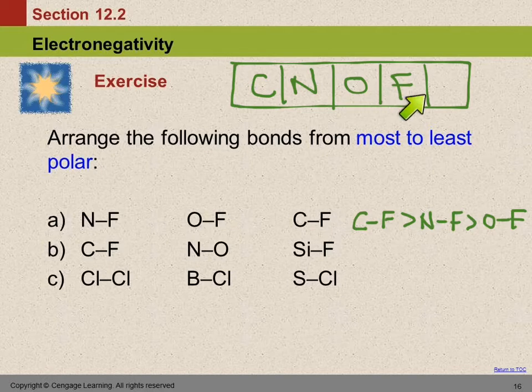These two are closer together, so there's less difference between them. They are less polar in a bond. So let's look at the letter B. C-F, N-O, Si-F. Well, we need a little bit more in our periodic table, don't we? Si is here, under carbon.